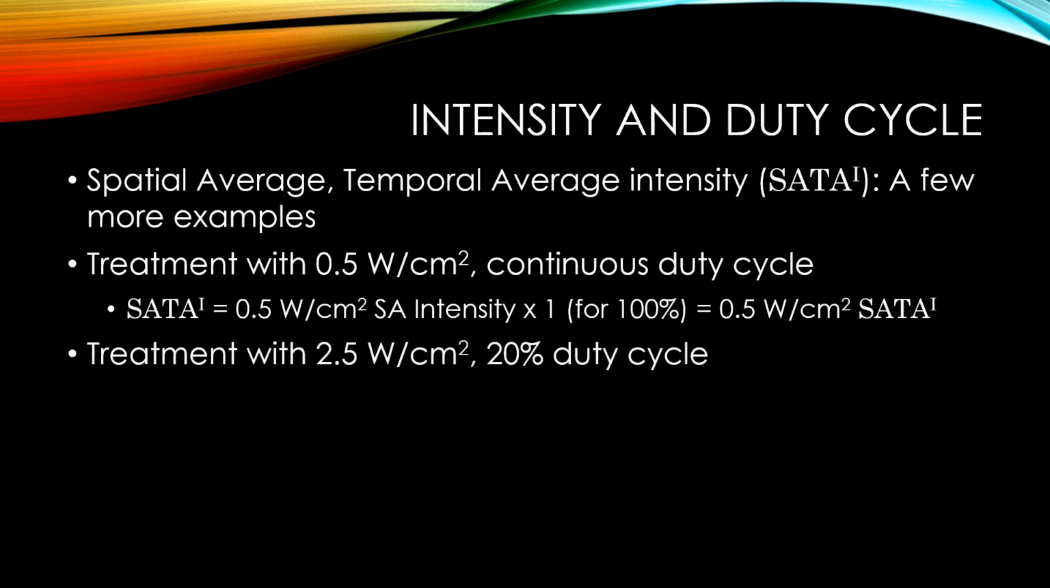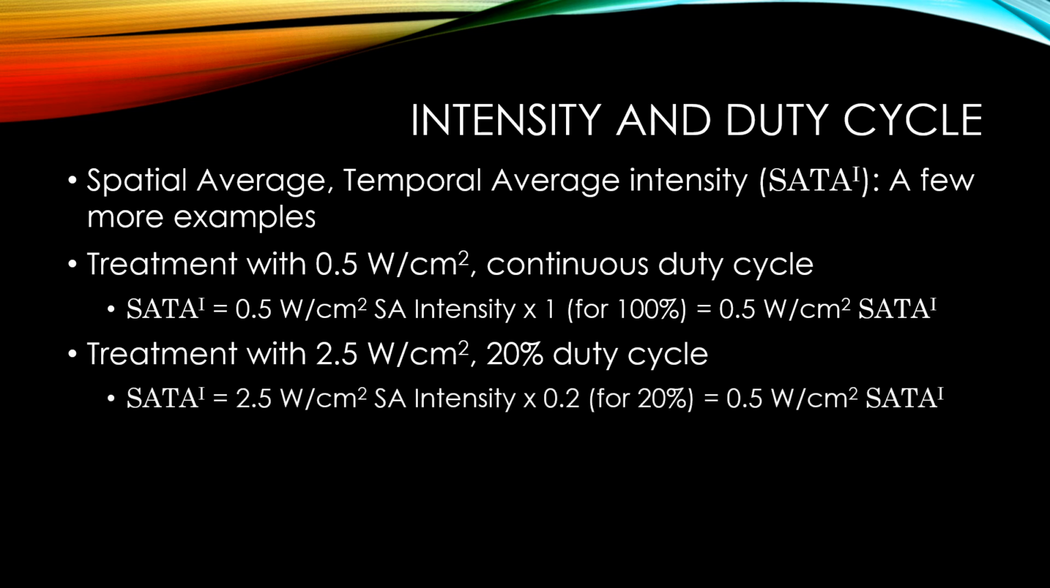So let's consider another one. In this case, we have very different parameters, a treatment with 2.5 watts per square centimeter and a 20% duty cycle. If you calculated the spatial average, temporal average intensity of this one, multiplying the 2.5 watts per square centimeter spatial average intensity times 0.2 for the 20% duty cycle, you would come up with a spatial average temporal average intensity of 0.5 watts per square centimeter.